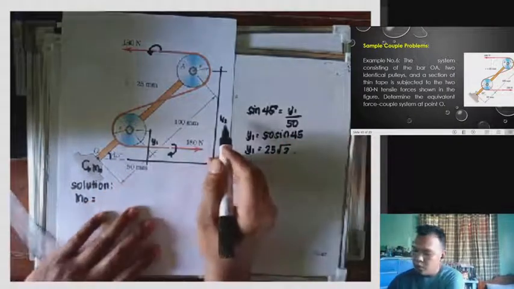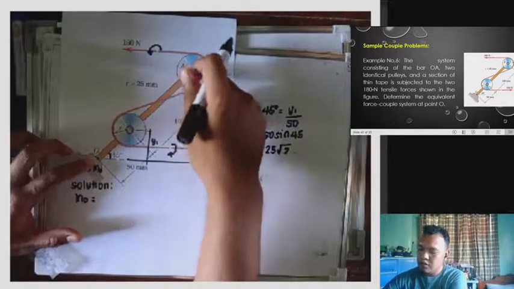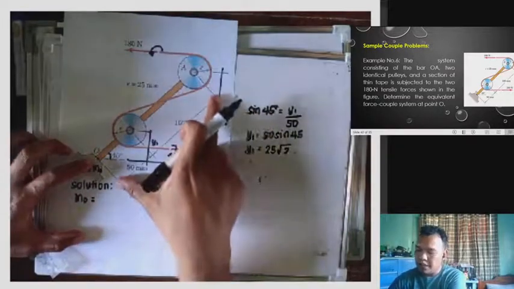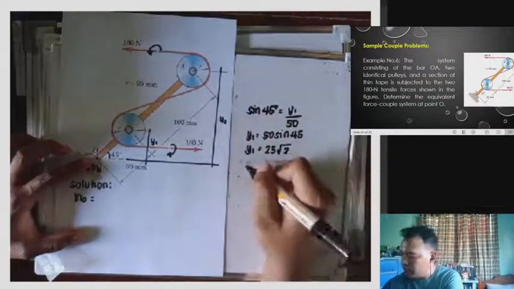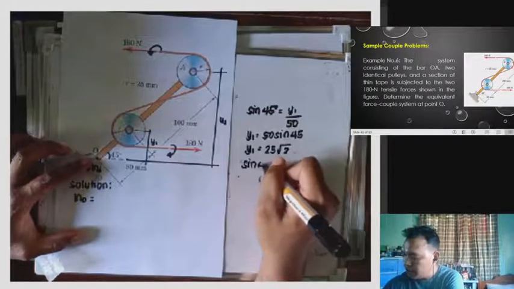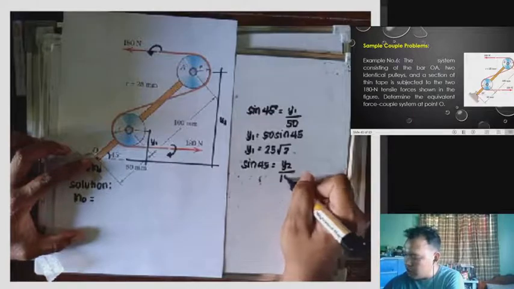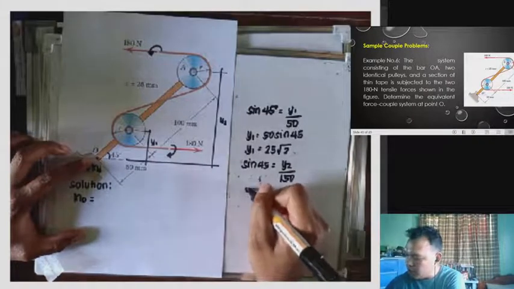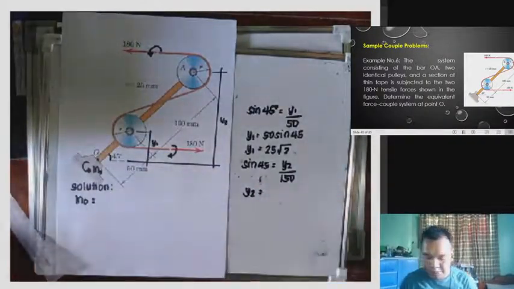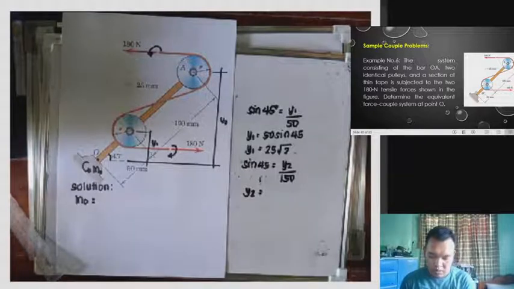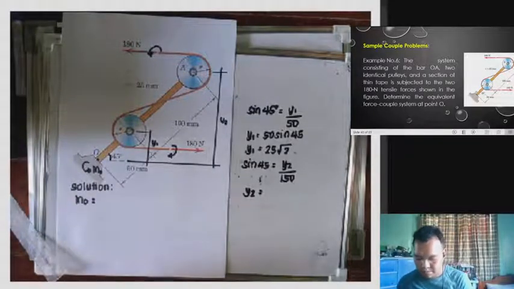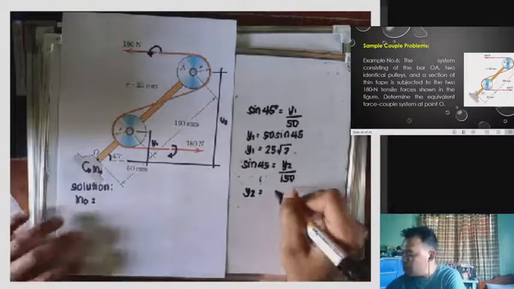Then, for Y2, we have here distance na to. So, we have here 150 na length. So, sine 45 ulit is equivalent kay Y2 over 150. Therefore, Y2 is equivalent kay 75 square root of 2.